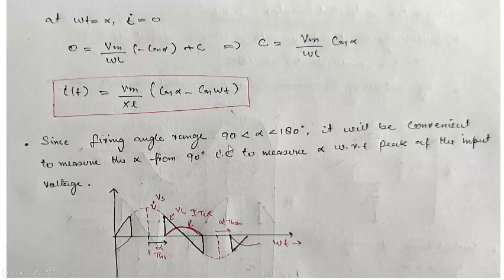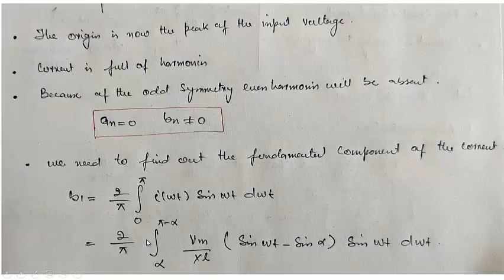Since firing angle ranges from 90 to 180 degrees, it will be convenient to measure alpha from 90 degrees. That means we are making this the origin, so alpha is measured with respect to the peak of the input voltage instead of with respect to the zero of the input voltage. In that case, it will be slightly convenient. So this will be our origin. Now alpha will not be this much, alpha will be only this much. Let us call it for the time being alpha dash. So the rest will be the same. Only thing is we need to measure alpha with respect to the peak. So in that case, the origin is now the peak of the input voltage.